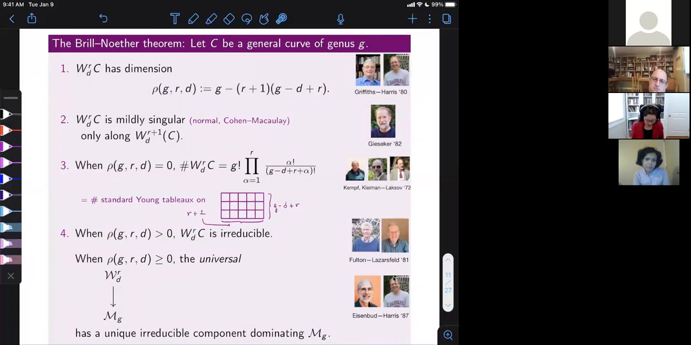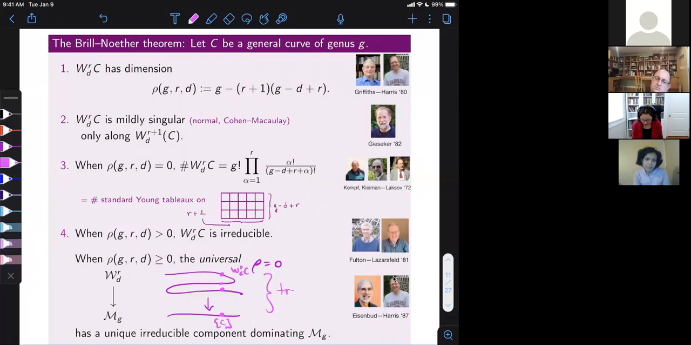Which is to say, you can take the universal WRD, which lives over Mg, and in this rho equals 0 case, it's some generically finite cover of Mg. So over some particular curve, the fiber is like WRD of that curve. And the statement is that this has a unique irreducible component that dominates Mg. So this is a statement about this cover having transitive monodromy. And that was the last part of this package that was proved by Eisenbud and Harris in 1987.